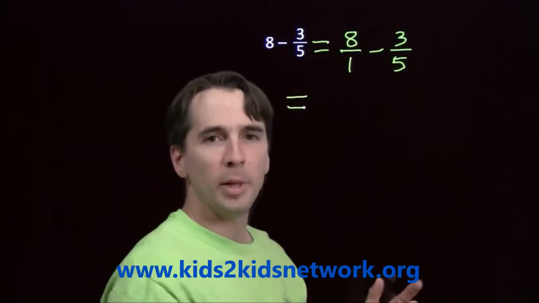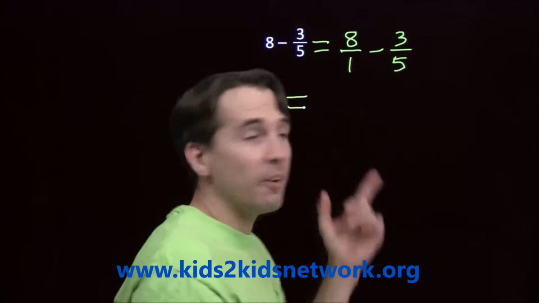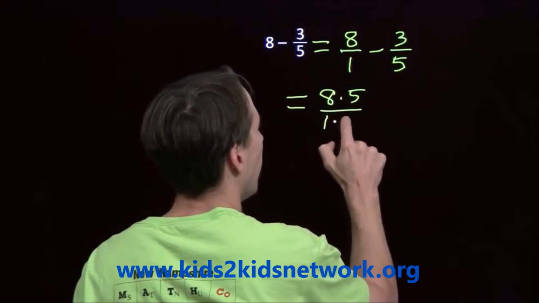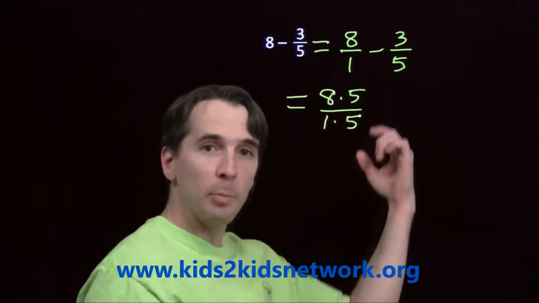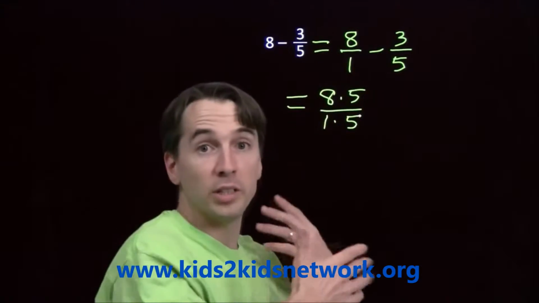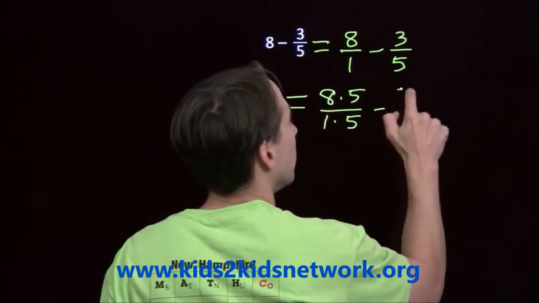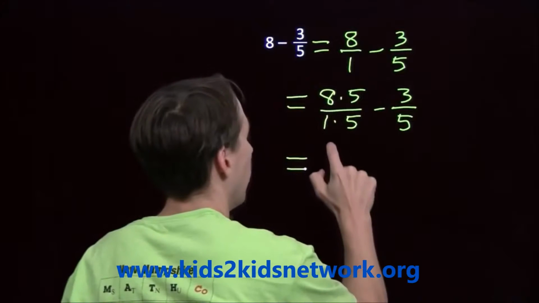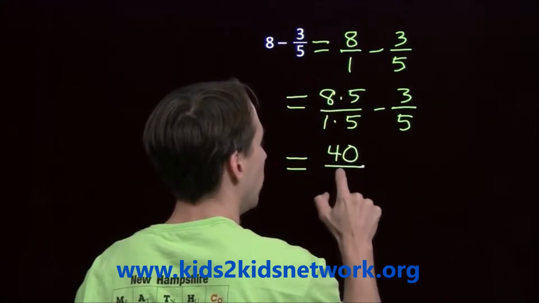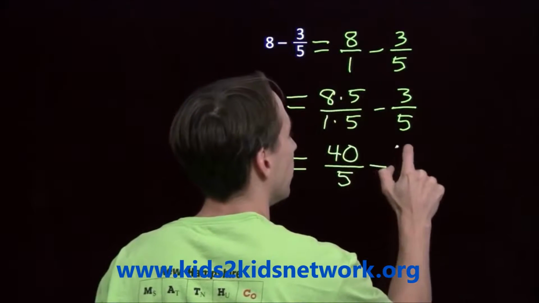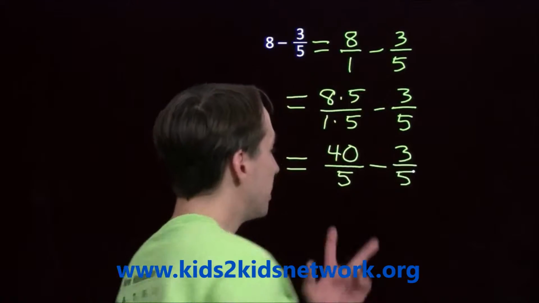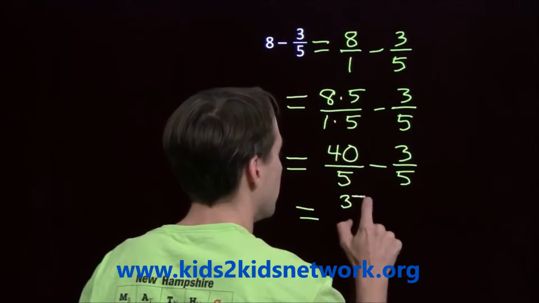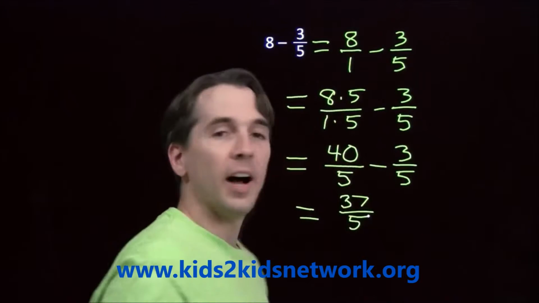We want to make these two denominators the same. The easiest thing to do is just multiply this one by 5. Well, of course, we have to multiply the top by 5 as well. So we're multiplying the top and bottom by 5. That's the same thing as multiplying 8 over 1 times 5 over 5. So we don't change the value of the fraction at all. And on top we have 8 times 5 is 40. On bottom, as planned, we have 5. And now the denominators are the same. 40 minus 3 is 37 over 5.